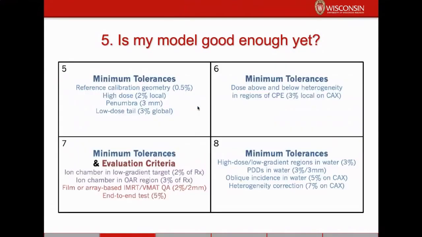So this is what it looks like in practice. Section 5, there are minimum tolerances for every single test, largely based on the IROC Houston dosimetry audit criteria. The same is true for sections 6 and 8, which are the heterogeneity correction and electron dose calculation tests. And then section 7, which is on small field dosimetry and IMRT and VMAT, consists primarily of evaluation criteria, since there are not good consensus standards for what is best practice in those areas.